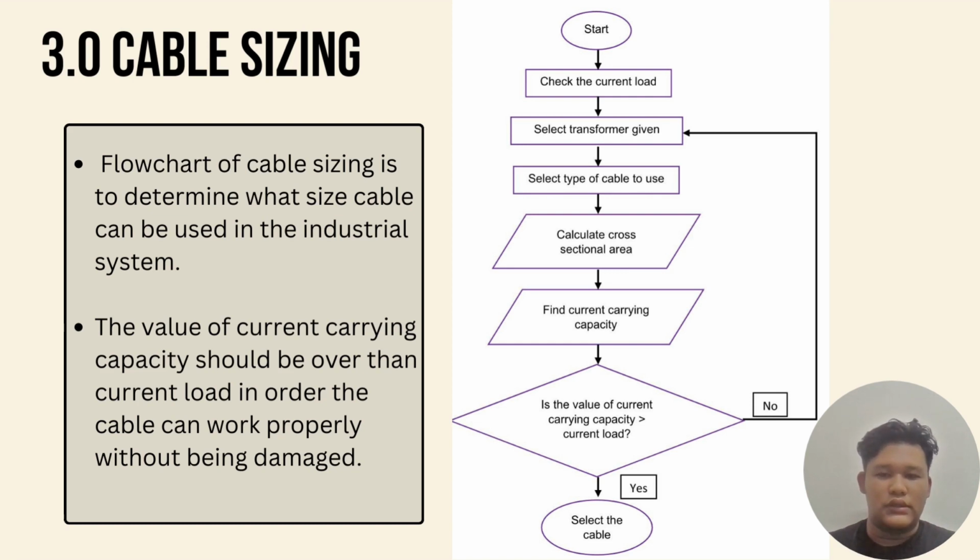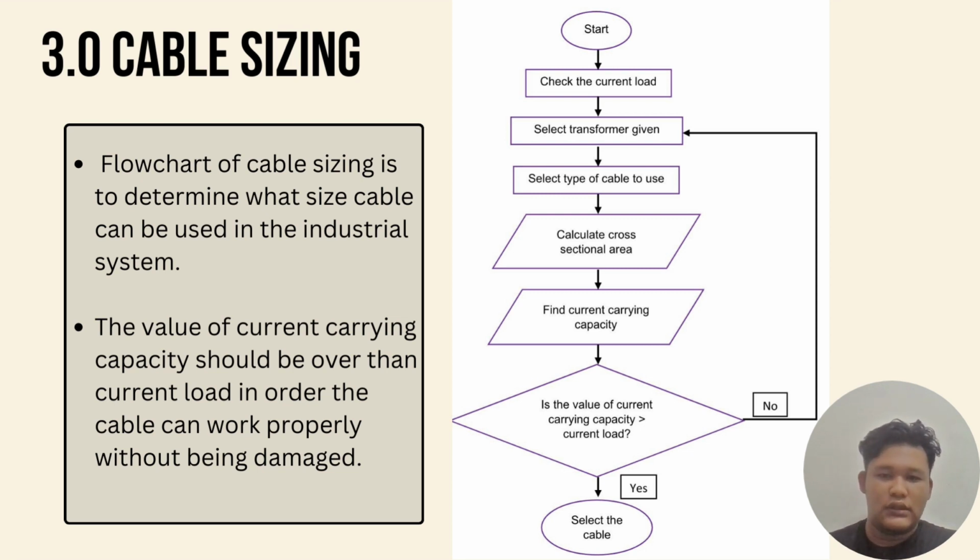For methodology 3.0, which is cable sizing, the flowchart of cable sizing is to determine what size of cable can be used in an industrial system. The value of current carrying capacity should be over the current load in order for the cable to work properly without being damaged.